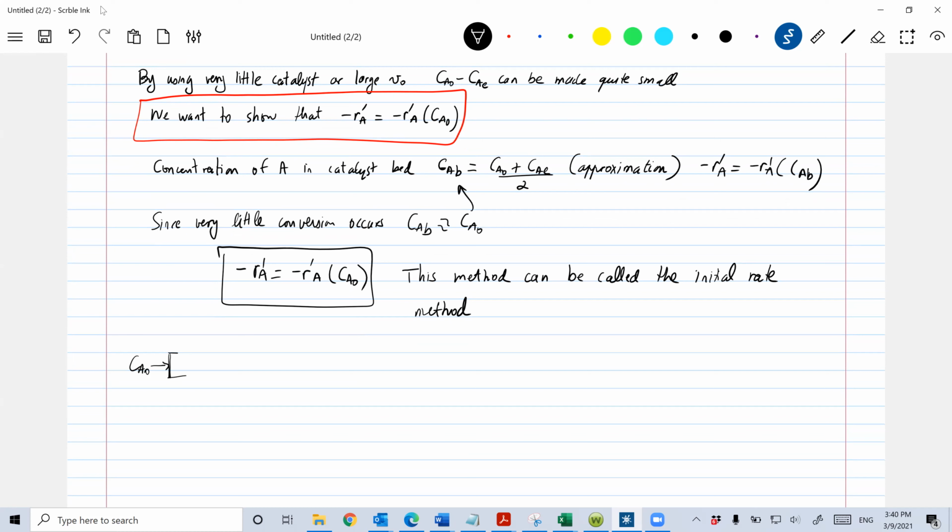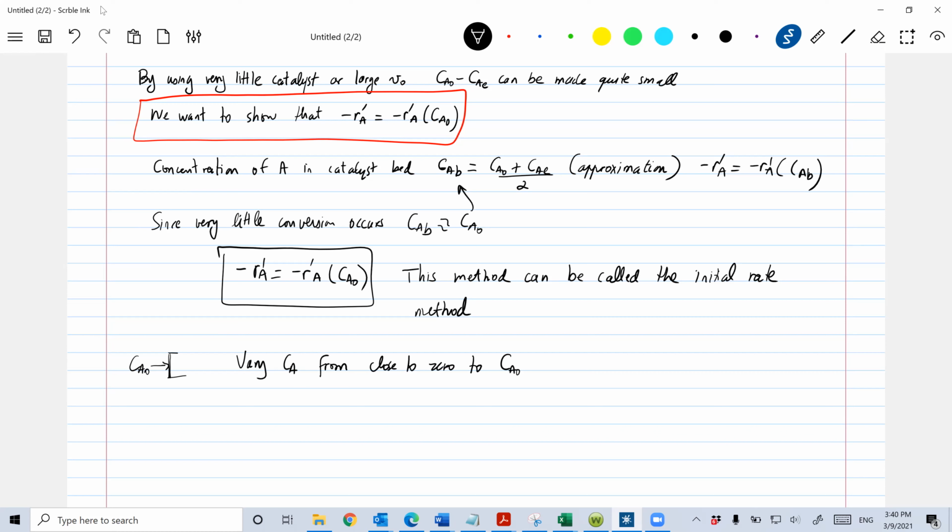So this initial rate method, if you vary CA0 from, say, something close to 0 to some value, or let's say if we vary CA from close to 0 to CA0, then you'll basically get a rate for each CA. For each CA, you'll get a rate.